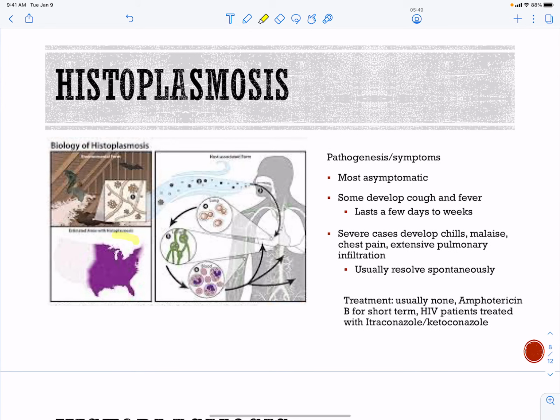Histoplasmosis, in the United States, is going to be on the eastern side. It's a mold outside of your body and turns into a yeast inside of your body. It's able to infect the lymphatics. Most people are asymptomatic, and severe cases usually resolve spontaneously, unless, of course, you're an immune-compromised individual. Treatment for histoplasmosis is antifungal, such as amphotericin B. Treatments can also include the azoles, itraconazole or ketoconazole.